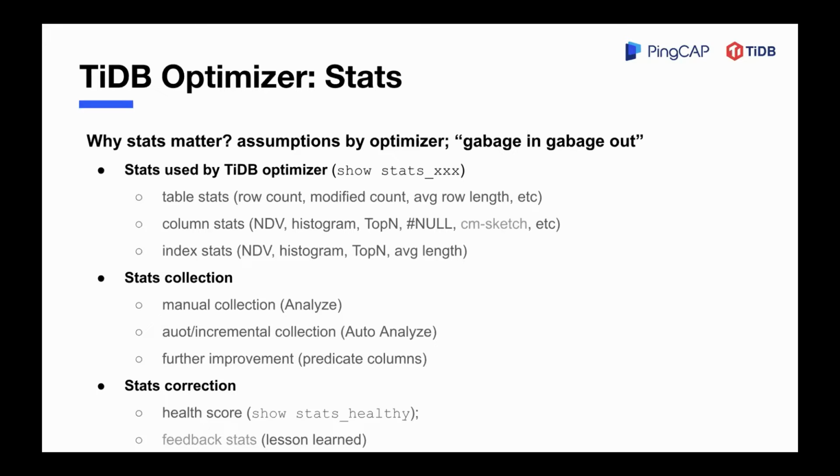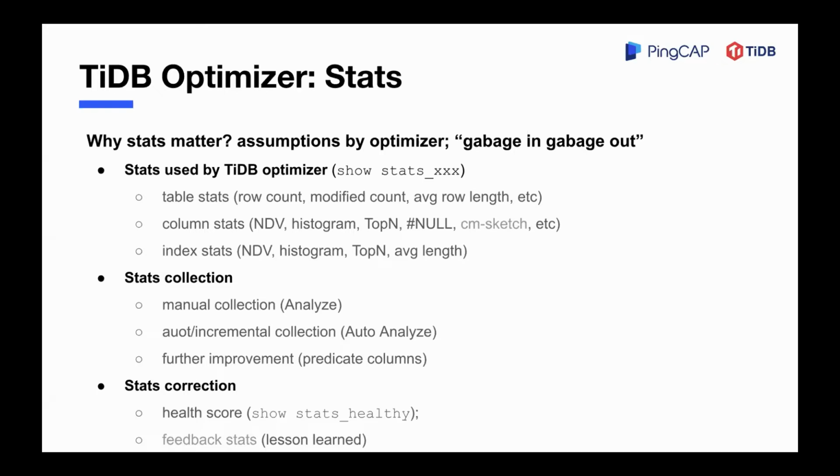So that's why I always talk about the stats at the beginning. This is really, really important to the query optimizer. In TiDB, we do collect several types of stats: the table stats, the column stats, and the index stats. I won't go into the detail of each of the stats, but you can always use this show command to find the stats used by TiDB.